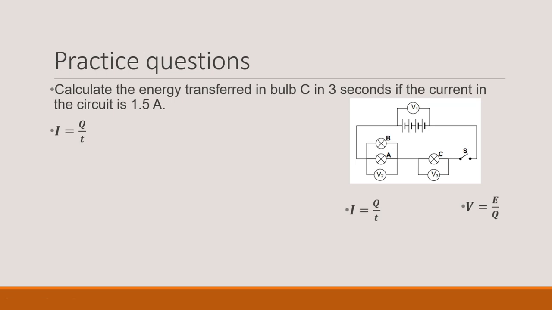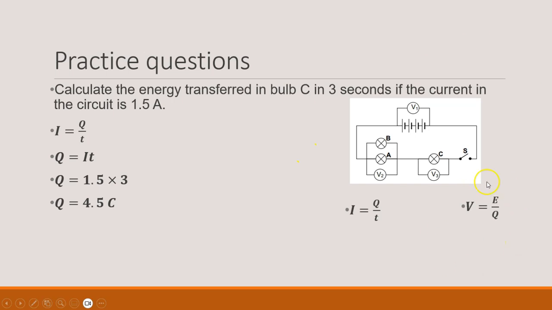I equals Q over T. I've rearranged the formula as Q equals I times T because we're trying to figure out the charge, Q. That is 1.5 amps times 3 seconds. So the charge that is being transferred through light bulb C is 4.5 coulombs.